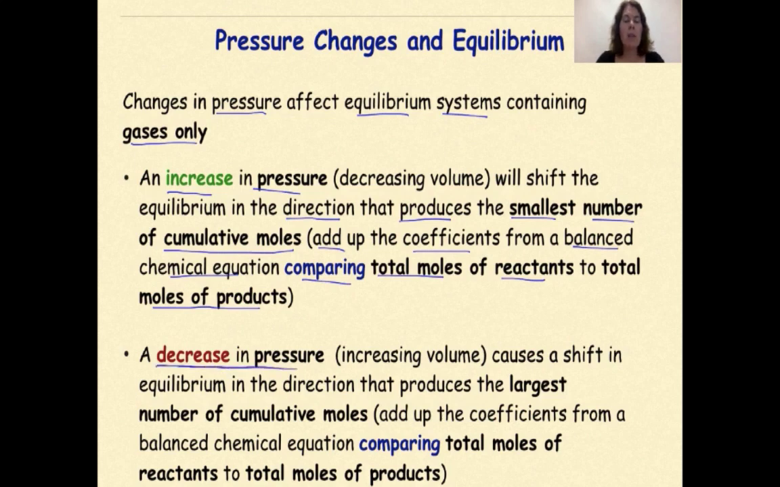A decrease in pressure, so now our volume is increasing, causes a shift in equilibrium in the direction that produces the largest number of cumulative moles. And again, that means you're going to add up the coefficients from a balanced chemical equation and compare the total number of moles of reactants to the total number of moles of products. You want to shift to the side that has the greater number of total moles when you're decreasing the pressure and increasing the volume, because more space can be occupied by that gas.